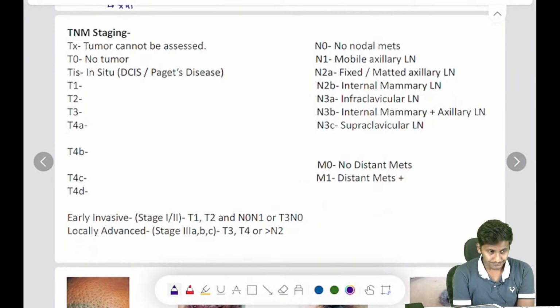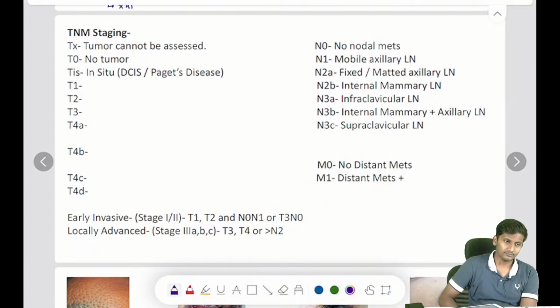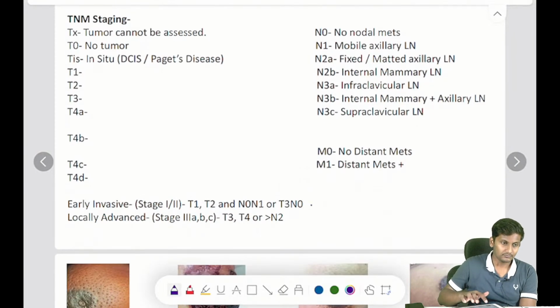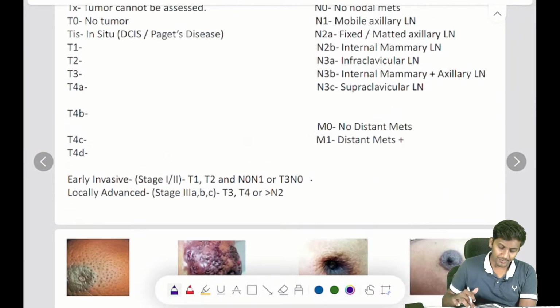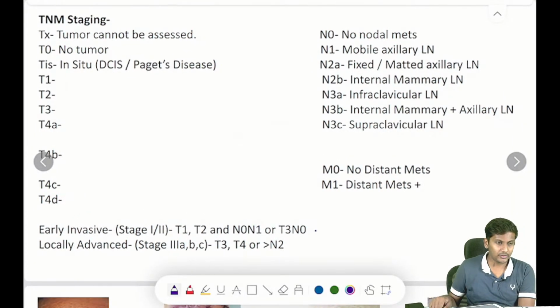Break you want? Let's complete the classification staging once definitely, and then before management we can take it. Okay. So let's do the staging once. Staging is easy.